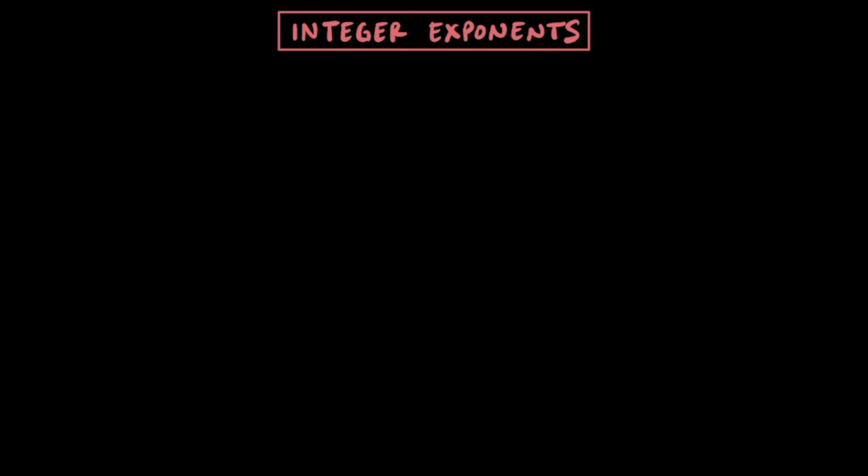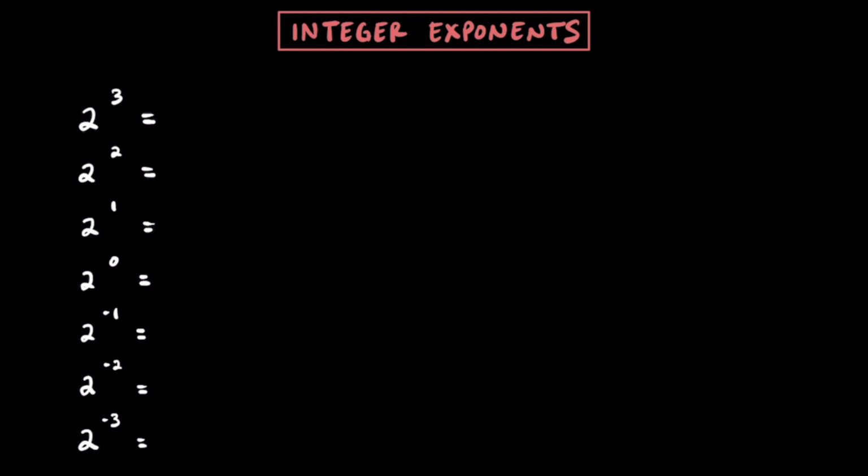Let me write down a few examples. Here are a bunch of powers of 2. And notice how the exponents are decreasing by 1 as we go down the list. Let's start evaluating here. 2 to the third power is just going to equal 8. 2 to the second power is equal to 4. And 2 to the first power is equal to 2.